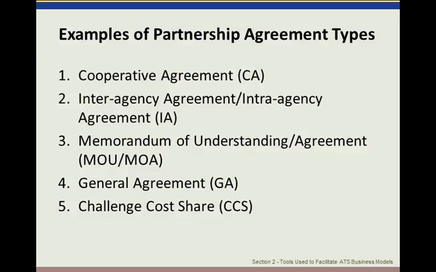There are 5 major types of partnership agreements. There's the cooperative agreement, the interagency or intra-agency agreement, the MOU or MOA that we've talked about a little bit, a general agreement, and then the challenge cost share agreement.